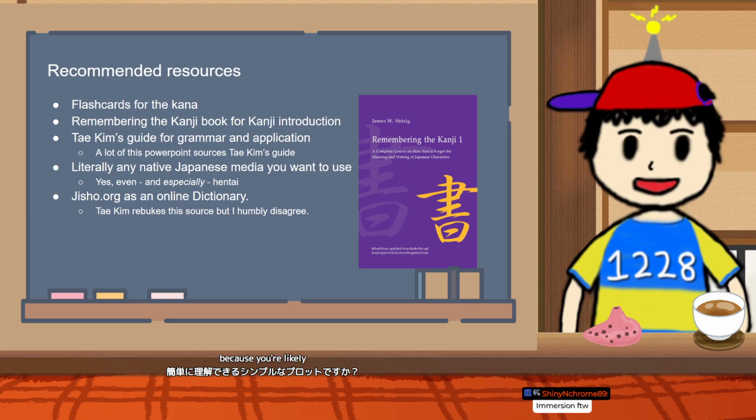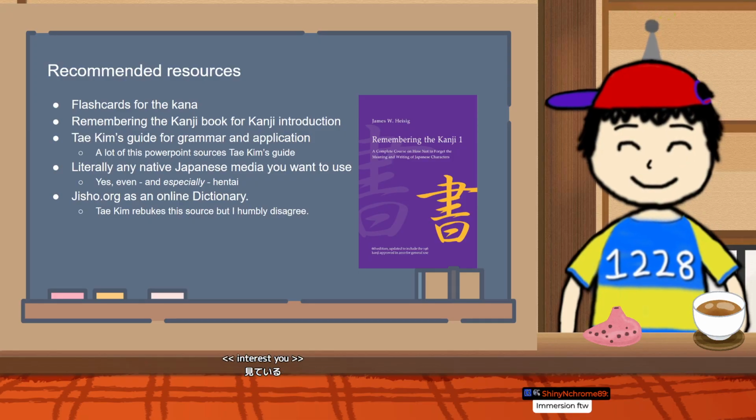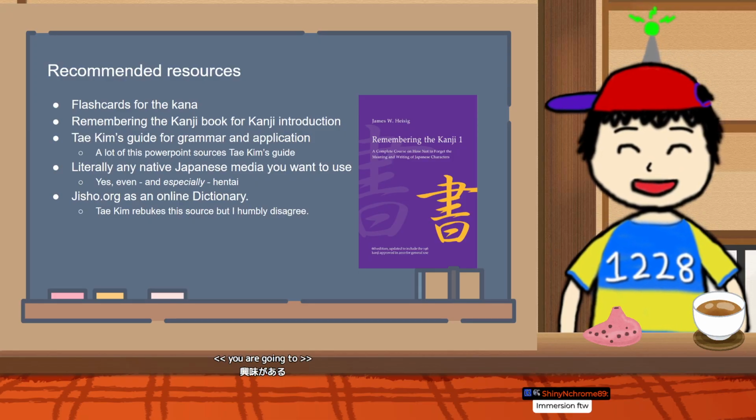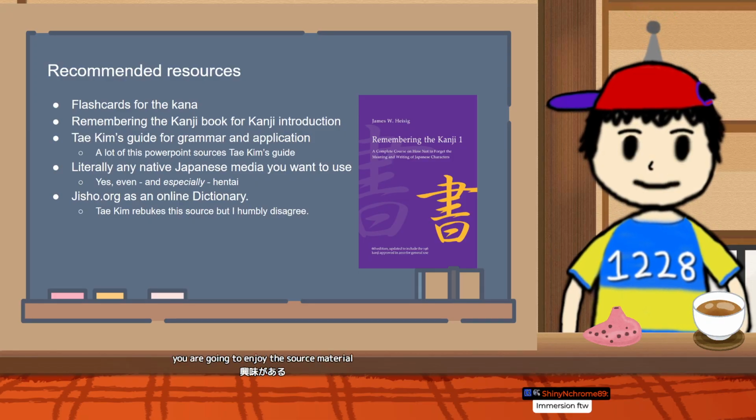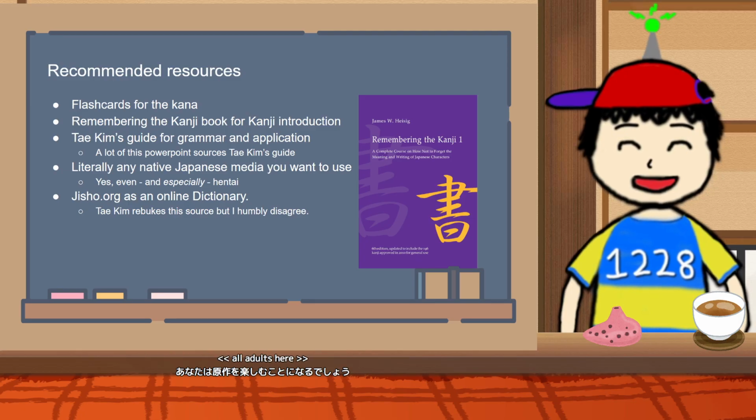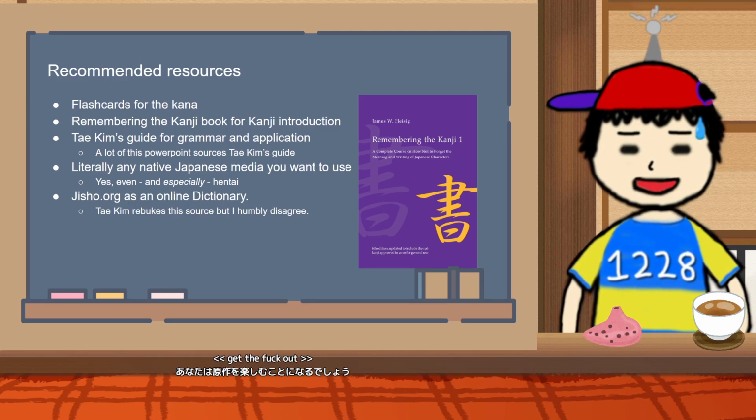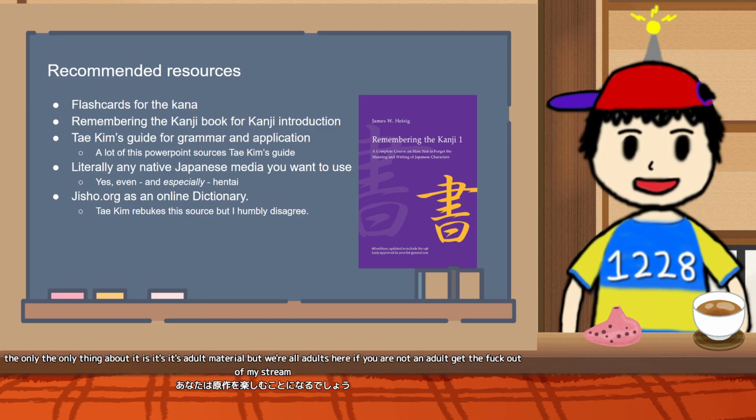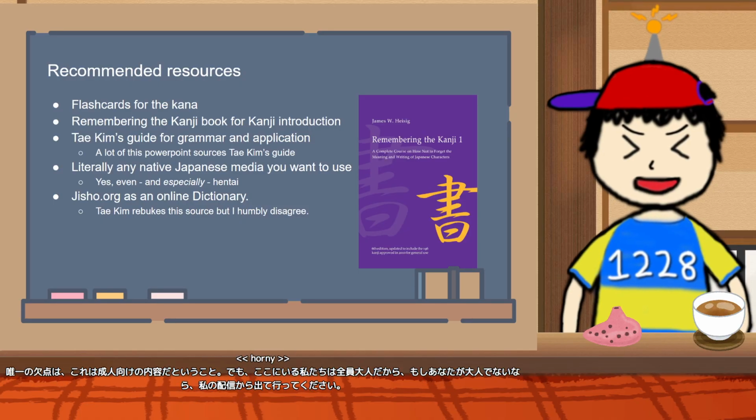Because you're likely looking up hentai that interests you, you already know you are going to enjoy the source material. The only thing about it is it's adult material, but we're all adults here. If you are not an adult, get out of my stream. Learning languages is hard, but the power of horny is stronger, unironically so.